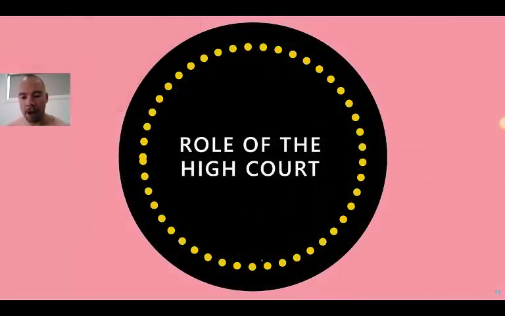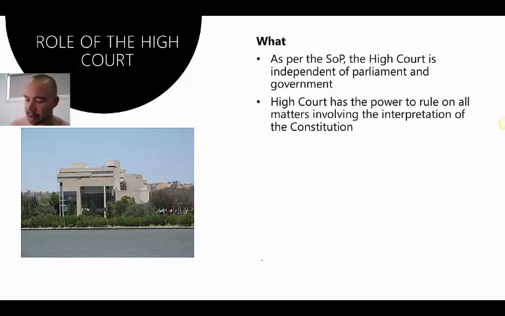The role of the High Court, and the questions here are the same, but I've just included a picture of the High Court there. So what role does the High Court play? Well, as per the separation of powers, the High Court is independent of Parliament and government. So people are appointed to the High Court as judges, 7 justices of the High Court.